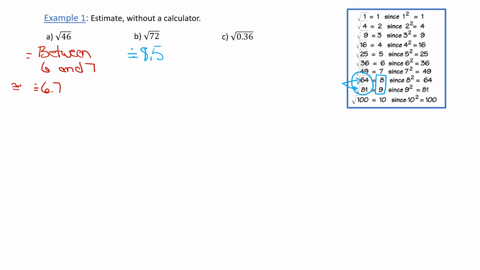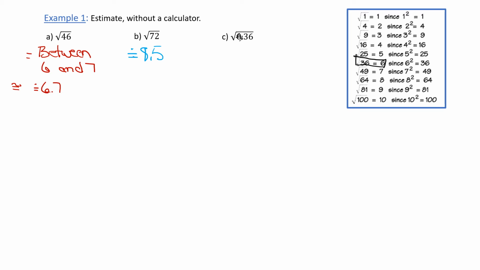What about 0.36? I don't have any decimals on my chart here at all. The lowest number I've got is a 1. I haven't got anything less than that. So for 0.36, I'm going to cross the 0 and the decimal off, ignore this part, and think of it as the square root of 36. For the square root of 36, I've got numbers for that over there on the side. The square root of 36 is right here. We've got that one exactly.